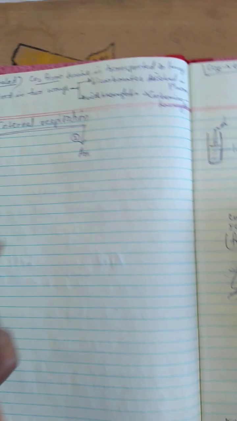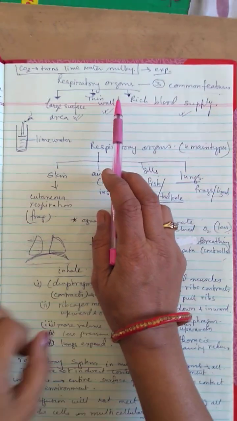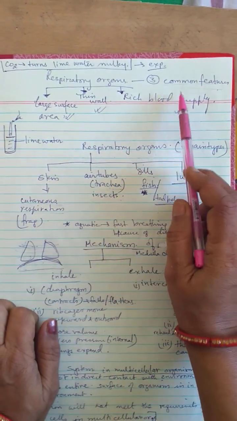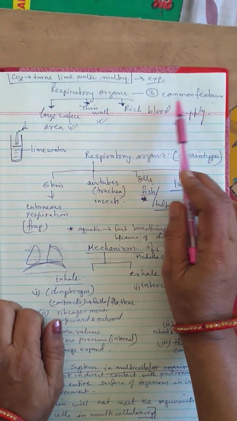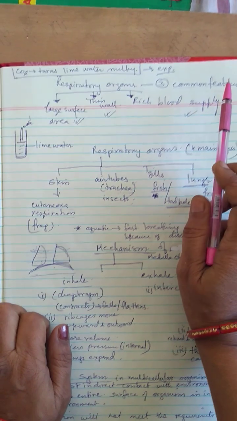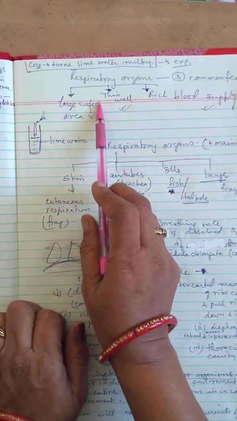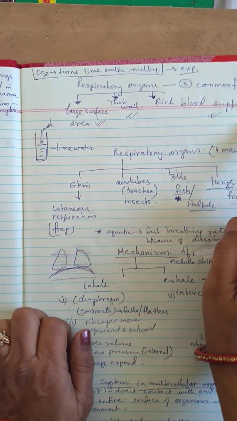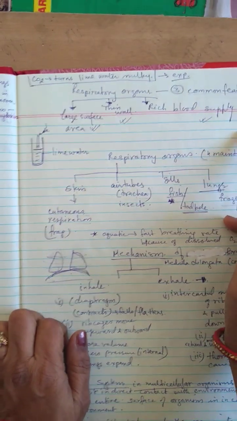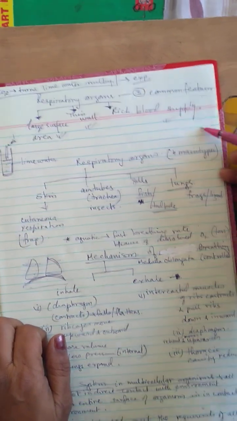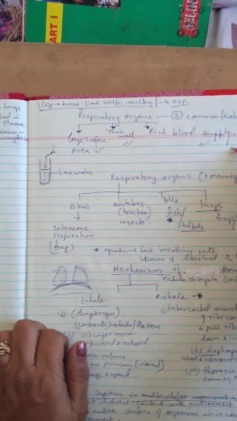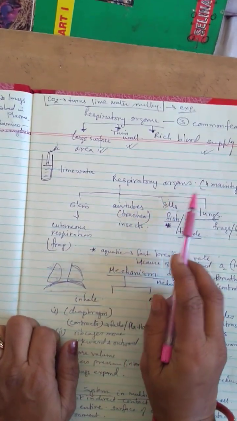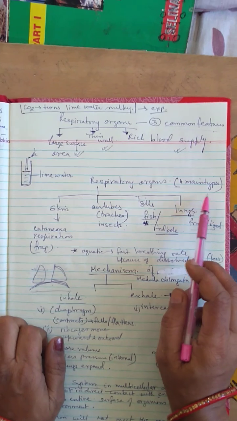Now let us come to know about the respiratory organs, different respiratory organs and their characteristics. First, the characteristics. There are three common features which each respiratory organ should have for its efficiency. One is large surface area, already discussed, thin walled, and rich blood supply. In mammals, it is with the help of lungs, and in the lungs at alveoli. Okay. Now there are different respiratory organs. Four main types will be discussed here.